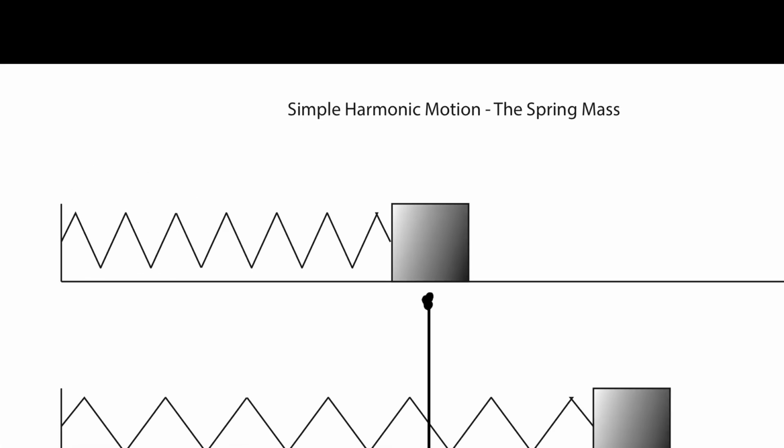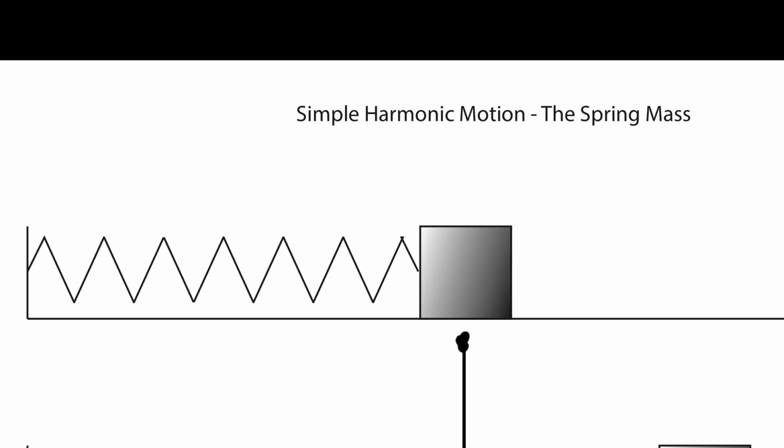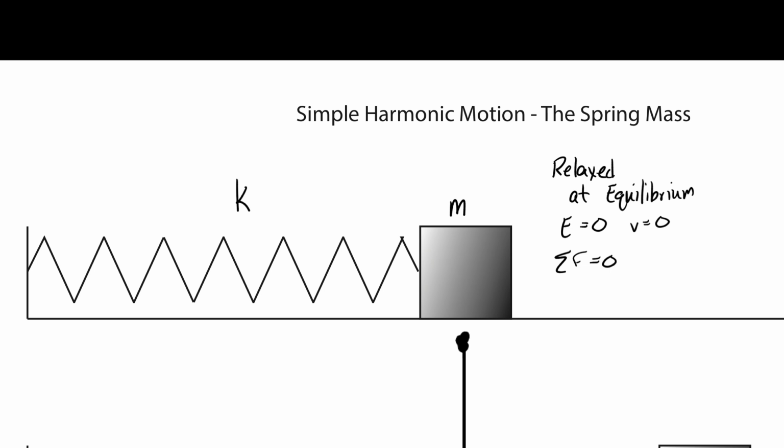If we go up to the very top and look at just this for a minute, we've got a spring of spring constant K attached to a mass M. And right now the system is relaxed and at equilibrium. The energy in the system is 0, the velocity of the system is 0, and the net force in the system is also 0. We're just sitting there at rest.